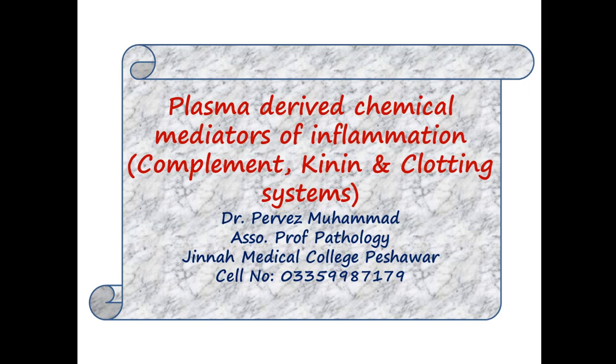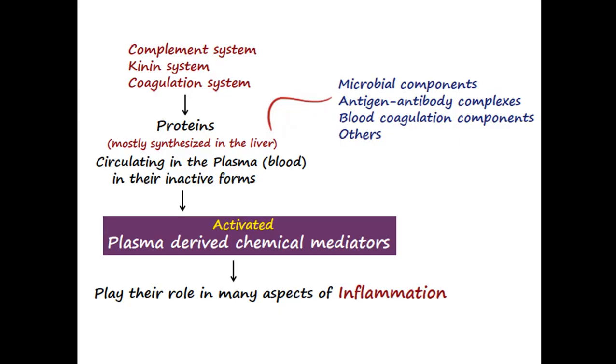In plasma-derived chemical mediators of inflammation, we must know that most of these proteins are produced in the liver and also in cells outside the liver, but they circulate in the blood in their inactive form. And once they are activated, they play their role in inflammation and immune systems. The three plasma-derived chemical mediators are the complement system, the kinase system, and the coagulation system. These are proteins, and most of them are synthesized in the liver, but some are also synthesized by cells outside the liver, and they circulate in the blood in their inactive form.